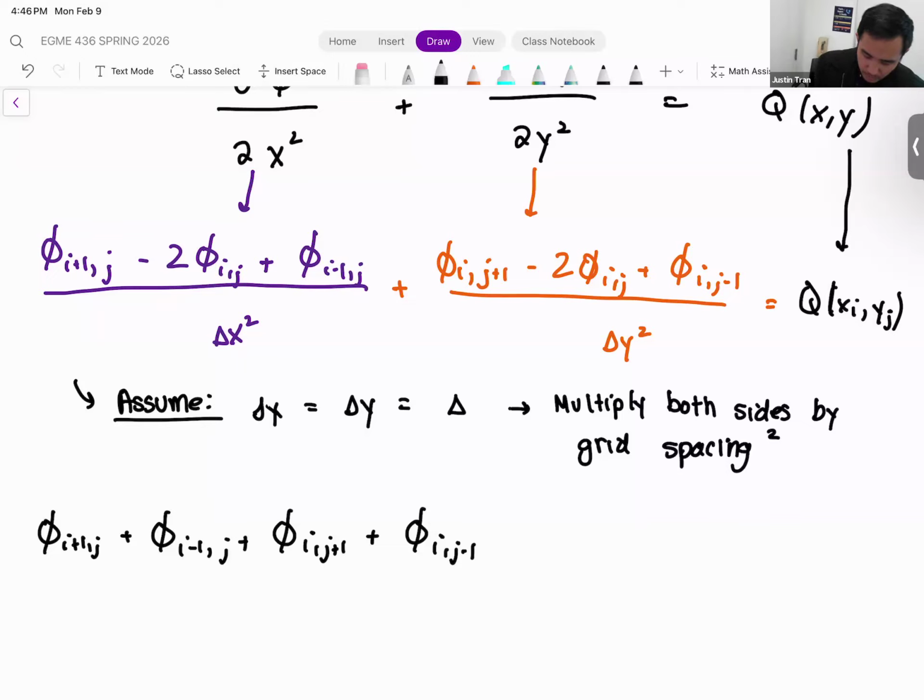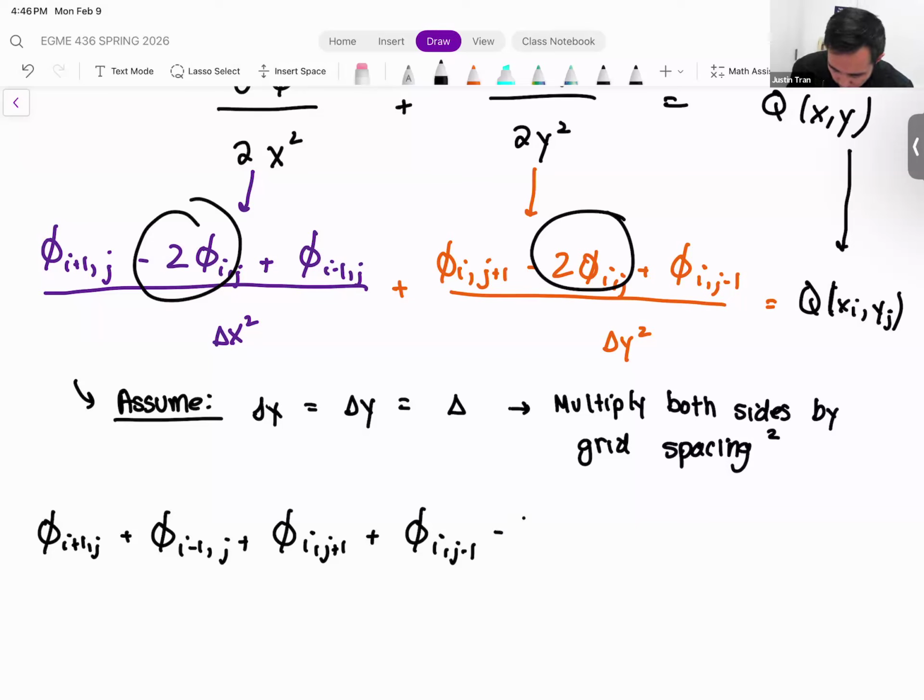All the neighbor terms we can't really do anything about because they're all unique, but we do have a common term here. Both of these expressions have a minus 2 phi i, comma j, so if we combine those, that becomes minus 4 phi i, comma j. And then on the right-hand side, we have our source term, which stays the same. The only difference is that because we eliminated the grid spacing from the left-hand side, we have to multiply the right-hand side by that grid spacing.